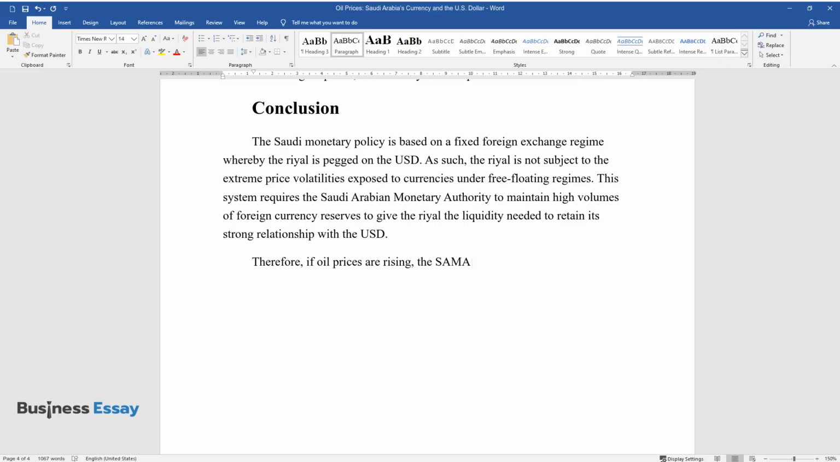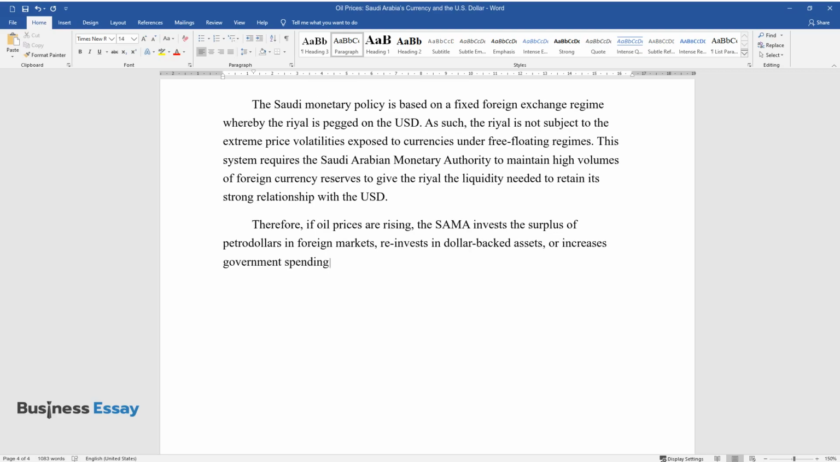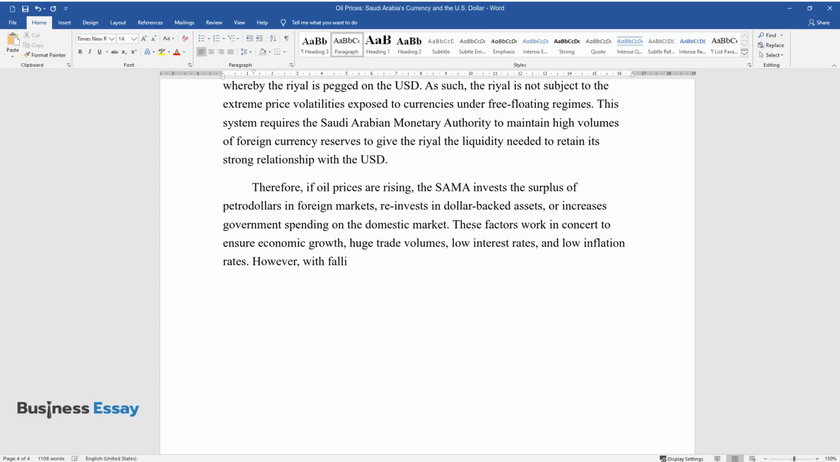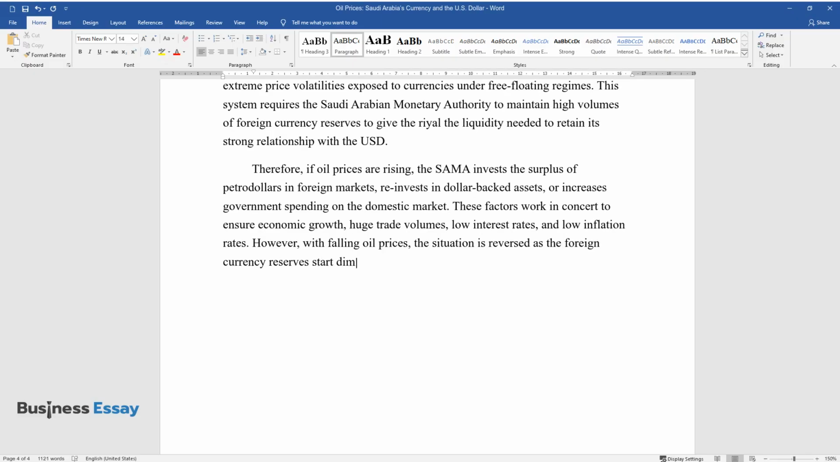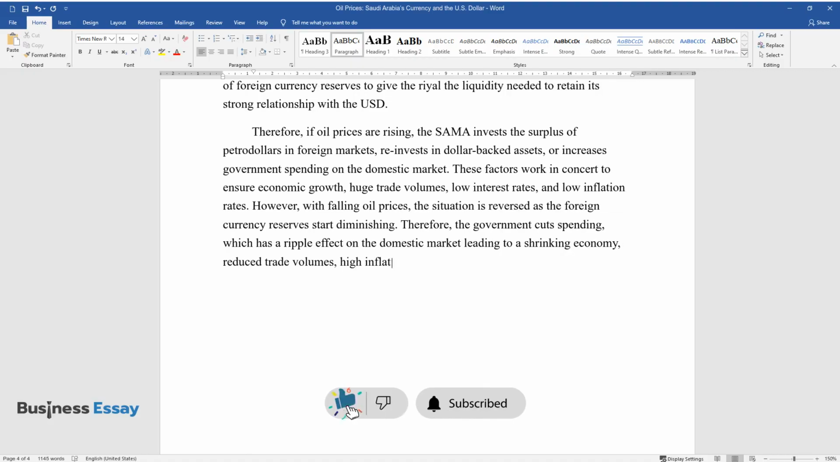Therefore, if oil prices are rising, the SAMA invests the surplus of petrodollars in foreign markets, reinvests in dollar-backed assets, or increases government spending on the domestic market. These factors work in concert to ensure economic growth, huge trade volumes, low interest rates, and low inflation rates. However, with falling oil prices, the situation is reversed as the foreign currency reserves start diminishing. Therefore, the government cuts spending, which has a ripple effect on the domestic market leading to a shrinking economy, reduced trade volumes, high inflation, and high interest rates as argued in this paper.